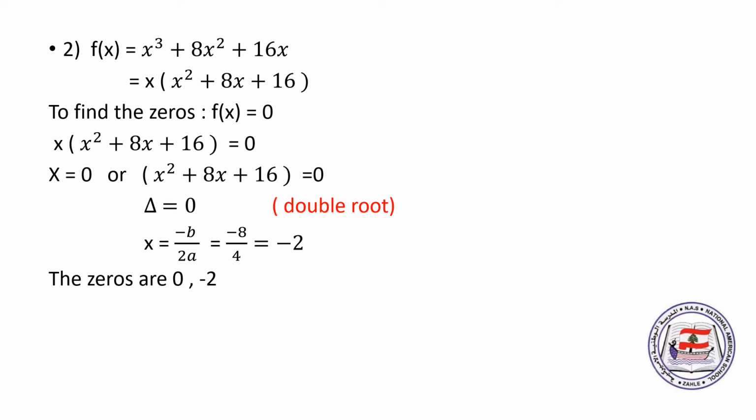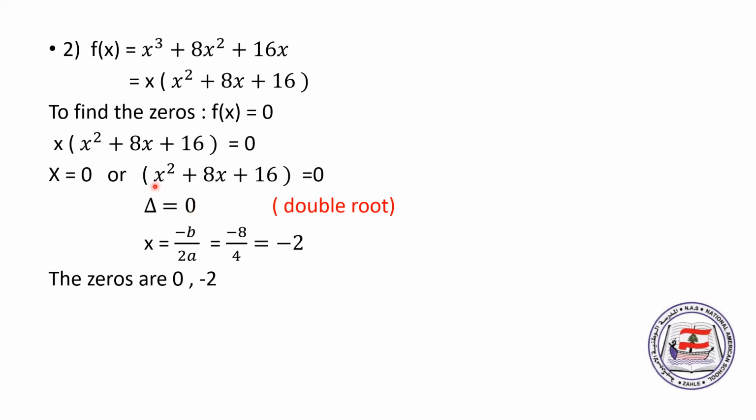It's the same concept for the second polynomial defined by x cubed plus 8x squared plus 16x. Taking x in common, we get a second factor in the form of x squared plus 8x plus 16. To find the zeros of this polynomial, we should take the whole expression equal to 0. Taking each factor equal to 0, so x is 0 or x squared plus 8x plus 16 is equal to 0. Again, this second degree equation, we can solve it either by factoring it or by using the discriminant.